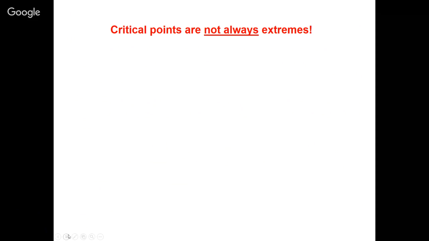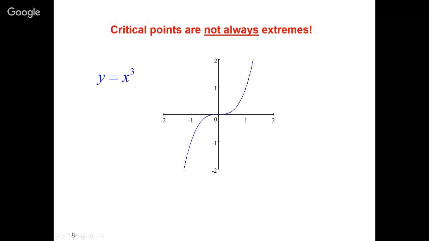All right, so critical points, as I mentioned a minute ago, are not always extreme values. And no, I'm not trying to trick you. It's just what's really cool about critical points is that at least it gives you several numbers to check. So I'll give you a classic example of a function where you have an extrema possibility that doesn't turn out to be a max or a min.